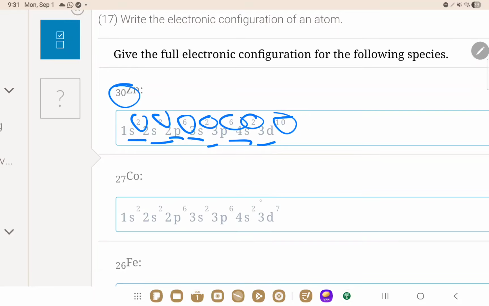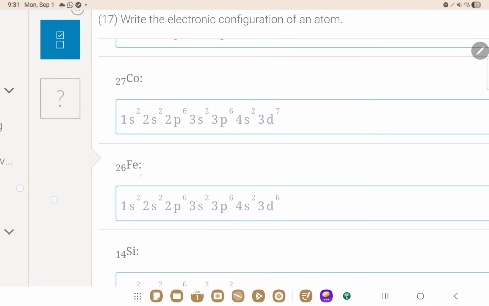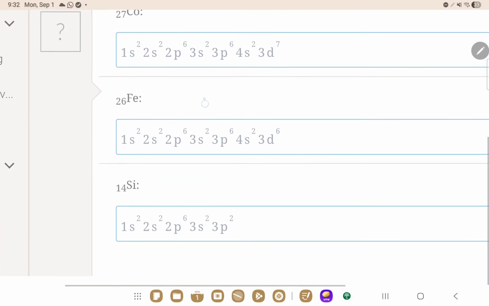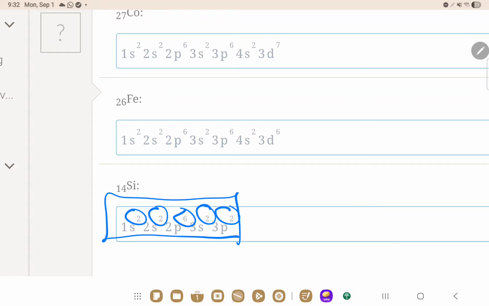it's 27. So for the last subshell, you stop at 7. Now, here, it's the same as the one above it, except this one is 26. So instead of D being 7, you stop at 6. Now here, Si is only 14, you do the same and you stop when, 2 plus 2 is 4, plus 6 is 10, plus 2 is 12, plus 2 is 14. Then you reach 14 and you're done.